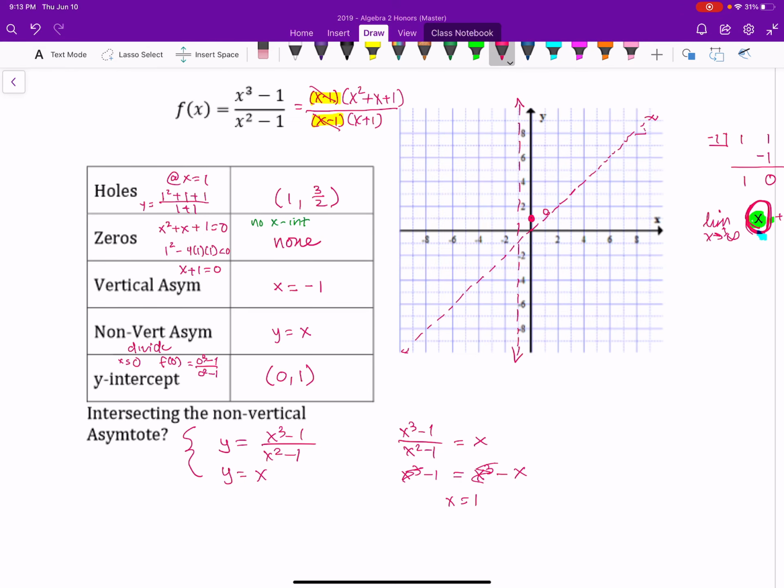However, x equals 1 happens at a hole, so it's not defined at x equals 1. Therefore, the answer is no. It does not intersect the non-vertical asymptote, because remember, the hole supersedes everything. Same with vertical asymptotes. So now, armed with this information, I know that I have points up here.